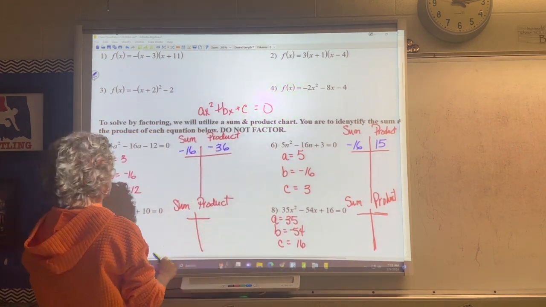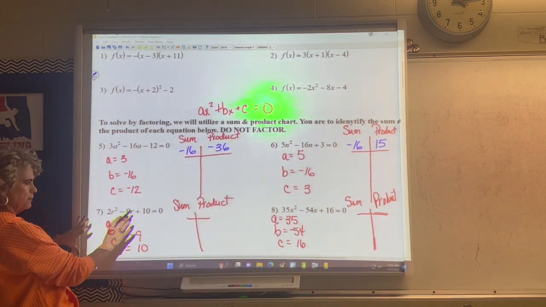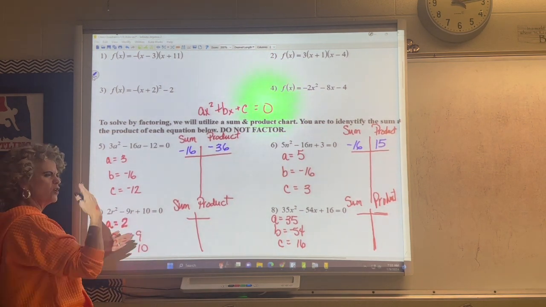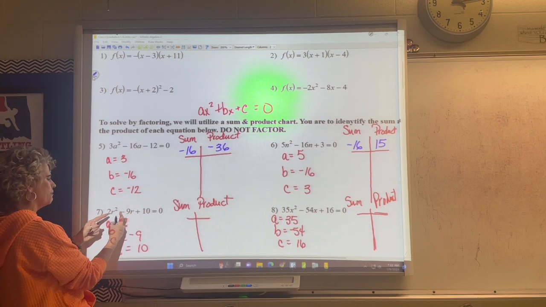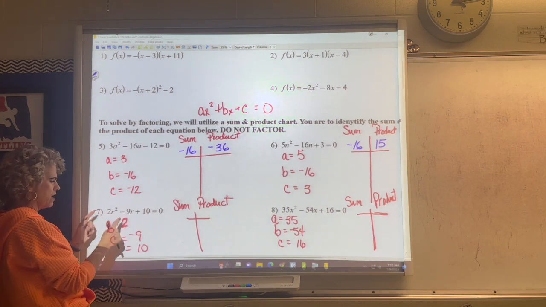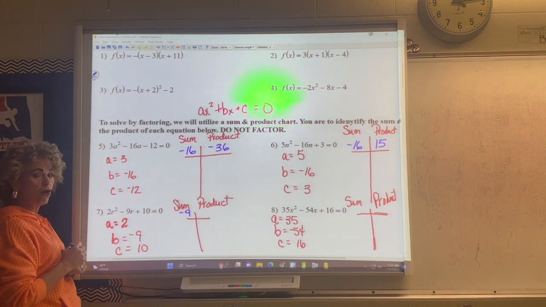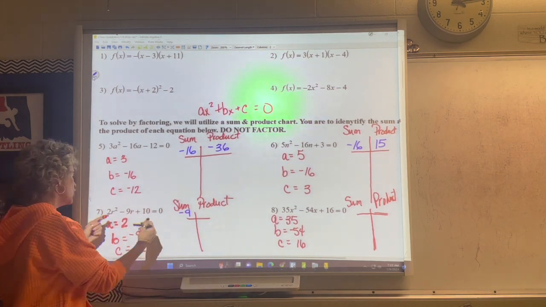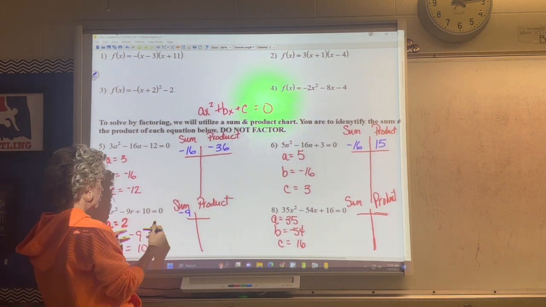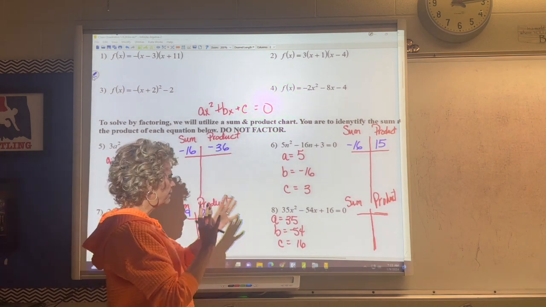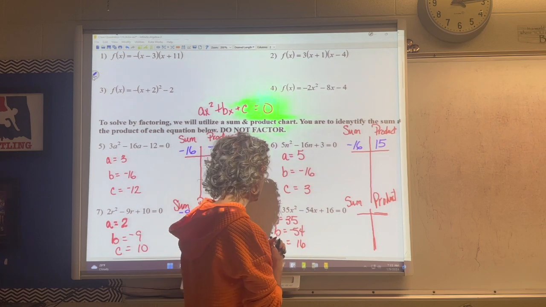That's it. Okay, now, number 7, sum. Remember, our sum is the coefficient of our linear term. Our linear term is the term with the exponent of 1. So it is B, it is a negative 9. The product is A times C, 2 times 10. 2 times 10 is 20. Okay, quick, simple, easy. We're not down here to stress anybody out.